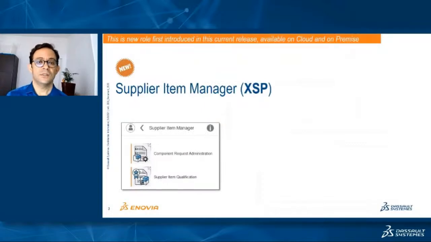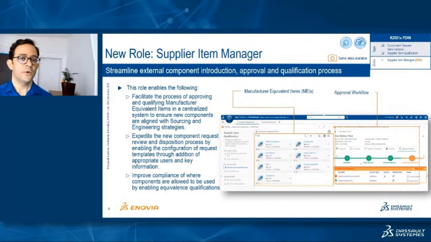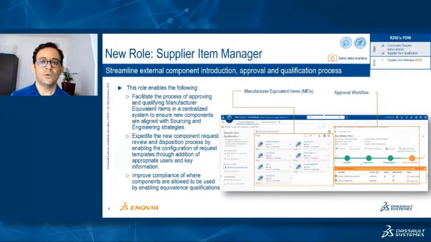Another role which is introduced in this release is the supplier item manager, XSP. This role has two applications or two widgets, the component request administration and the supplier item qualification. By the way, these two roles are available both on cloud and on premise. And the supplier item manager has a target to streamline the external component introduction, approval, and qualification processes.